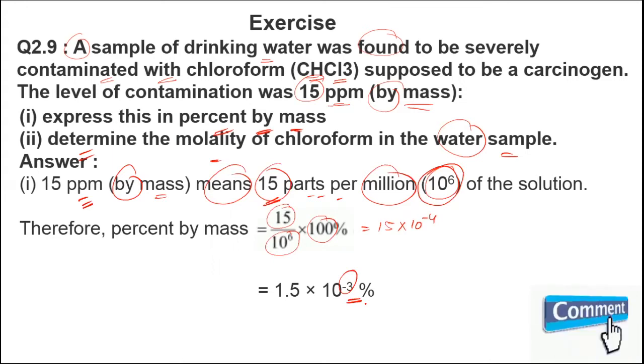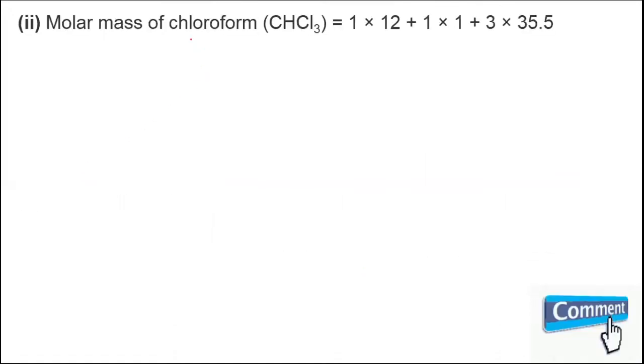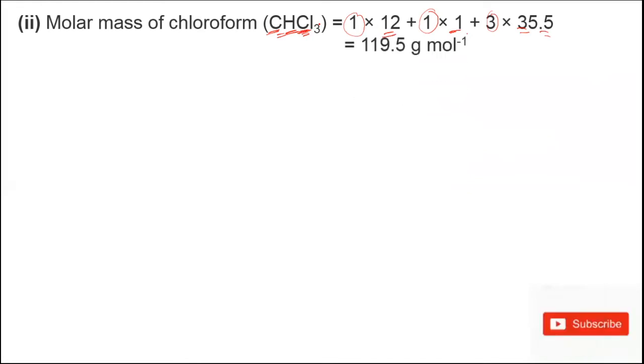Now we will discuss the second part, to calculate the molality. First, we will calculate the molar mass of CHCl3, that is chloroform. I multiply 1 with 12 because the atomic mass of carbon is 12. I multiply 1 with 1 because the atomic mass of hydrogen is 1. I multiply 3 with 35.5, because 35.5 is the atomic mass of chlorine. So when we add it, the value comes to be 119.5 gram per mole. So this is the molar mass of chloroform.